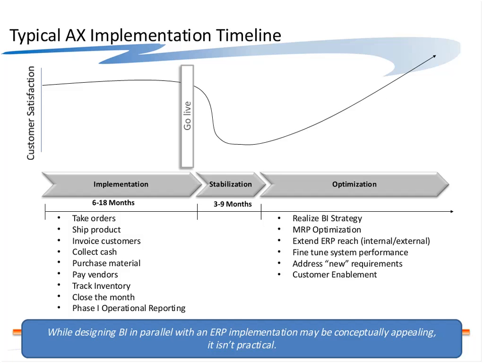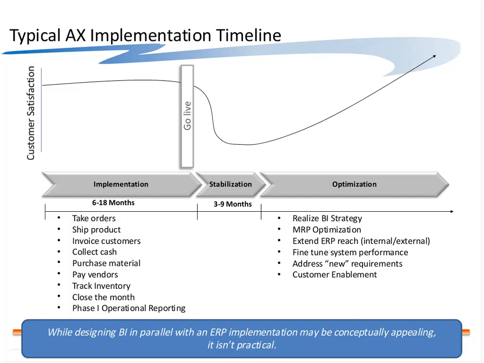You're transforming all your core business processes, and you want to make sure when you flip that switch, you can take orders from customers, ship that product, invoice customers, collect cash, and do all the basic blocking and tackling of an ERP system. And yes, you will have some phase one operational reporting that is just critical to the operations of your business that will be delivered. But in regards to really designing and executing on a BI strategy, that is probably not so practical.